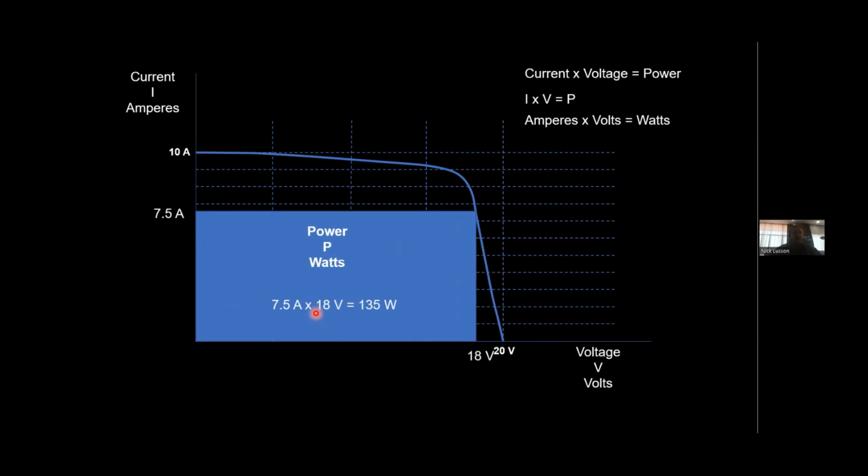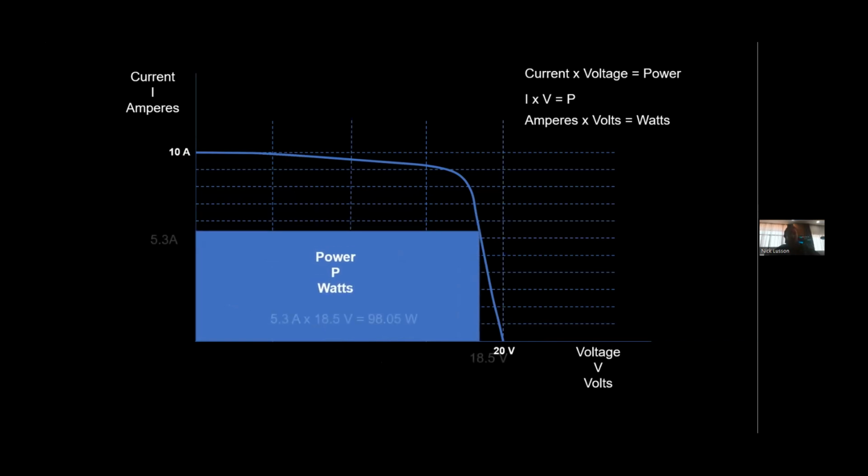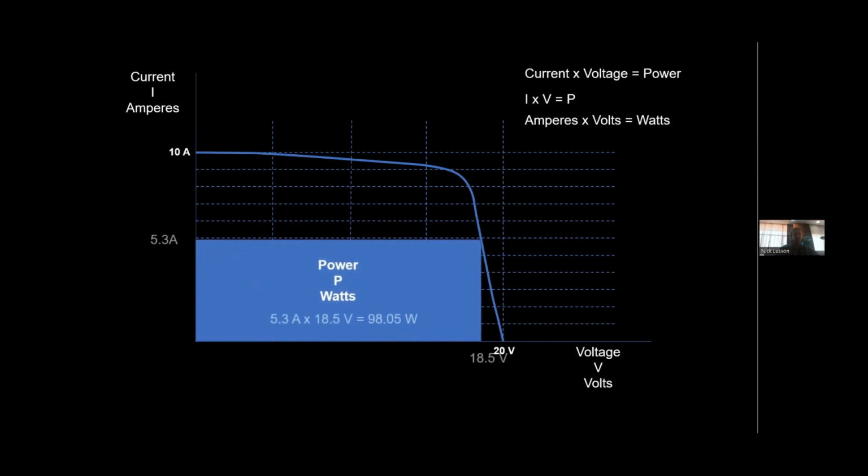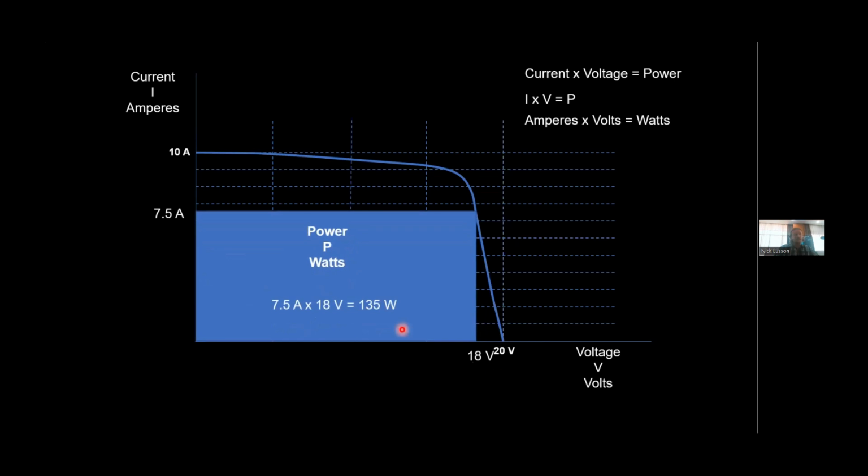And as you increase the voltage, typically you're decreasing the current. And I hope you can see that. So we're moving along this power curve. See right here, 18.8 volts, 4.8 amperes, 90.24 watts. And if we go back the other way, 18.5 volts, 5.3 amperes. So this is how they are related. The voltage and the current determine the amount of power.